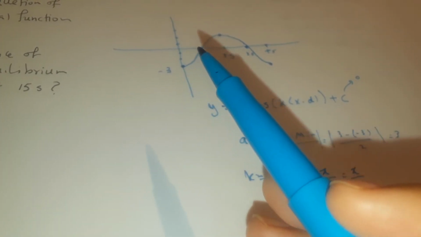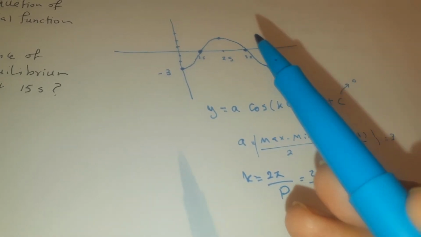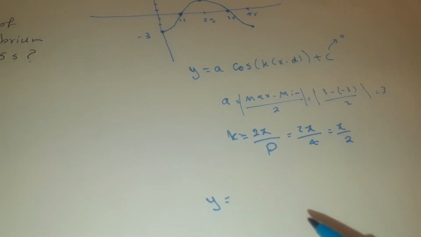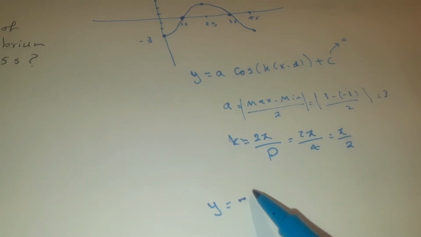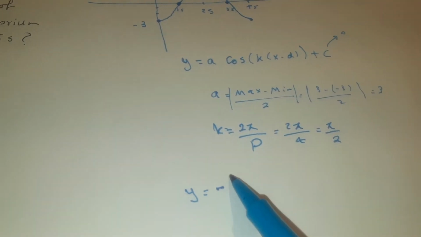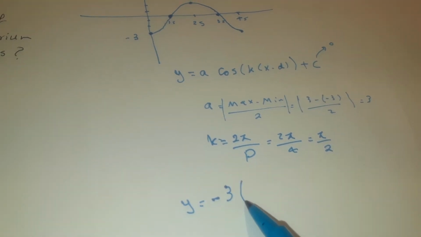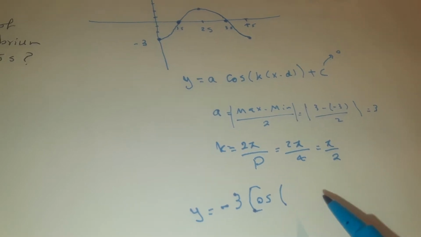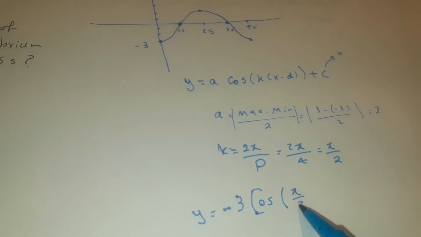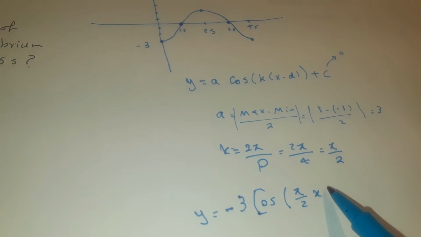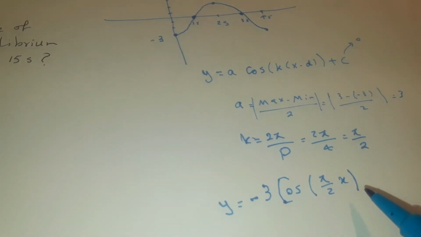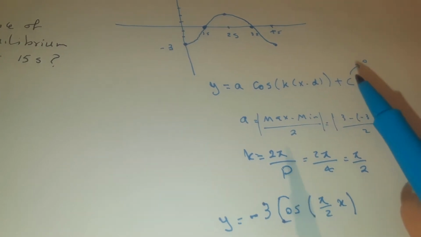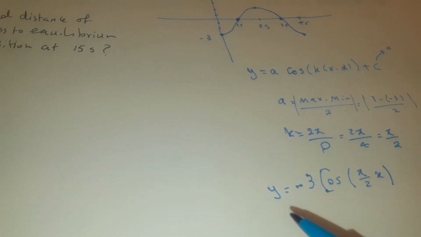If I say that this is my cosine, it looks like this. This is a flip of cosine. If I want to write down the equation, because this is a flip of cosine, it becomes negative. The A is 3. So negative 3 cosine of k, which is pi over 2 x. That's it. Plus 0. I don't write the 0 here because the c was 0. So this is my equation.